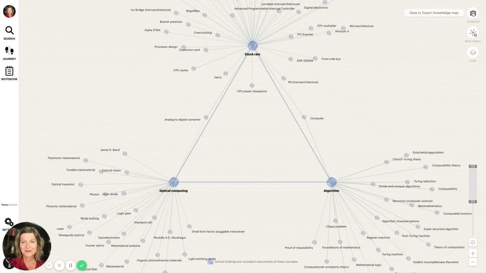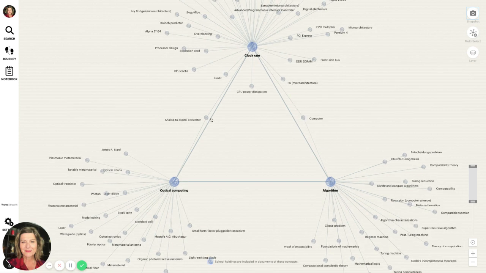You can take a snapshot of this knowledge graph, which is going to be reflected in your journey right over here. And you can take a look at how algorithm is connected to optical computing or the clock rate. And one of the concepts that connects them, of course, is the analog to digital converter, and you can take a look at that. So this is a good way to get your research started and perhaps looking at some other concepts that you might not have considered previously.